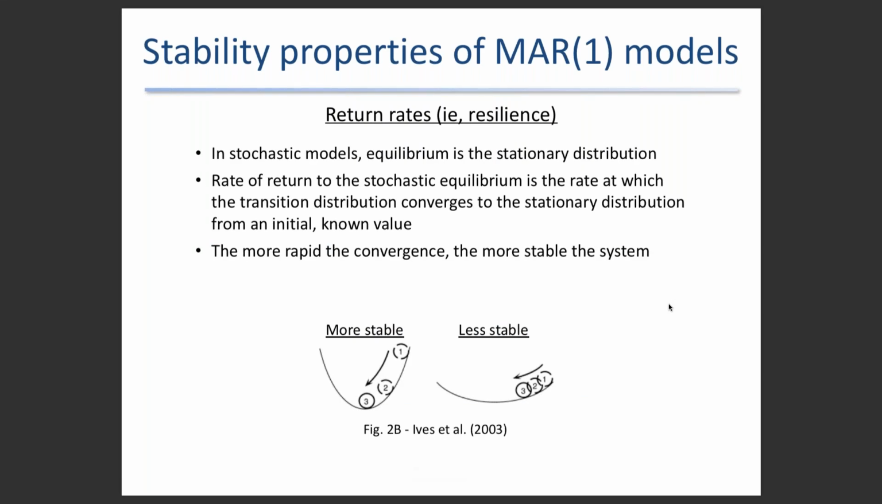So let's start with the return rate. Here's a little cartoon of how you might think about that. This really steep-sided bowl is a cartoon for highly stable. You move it out to 1, and it comes down quickly back to 3. That's rapid. Versus this one would be less stable. You move it out here, the bowl is flatter, and it moves down more slowly.